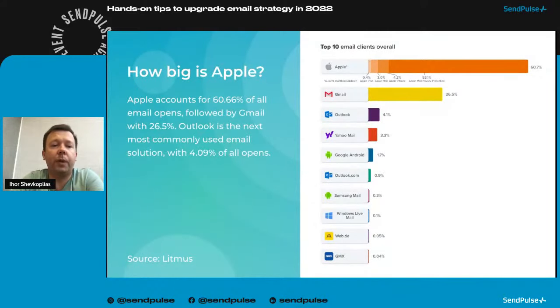But how big is Apple? Actually, the top three most popular email clients for March 2022 are Apple, Gmail, and Outlook. And Apple accounts for 60% of all email opens, followed by Gmail with 26%. Outlook is the next most commonly used email client, but only with 4% of all opens. So each month since the launch of mail privacy protection, Apple's share has been increasing from 51% in October 2021 to 60% in March.